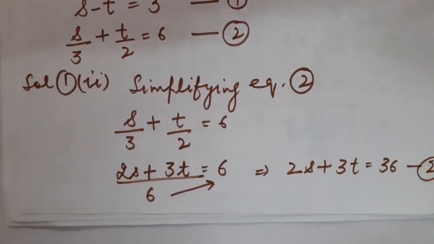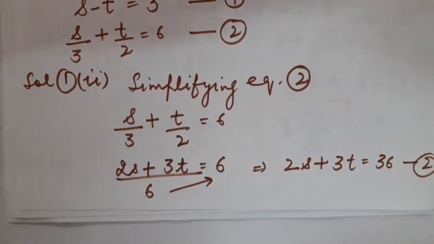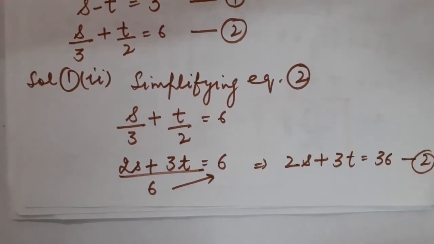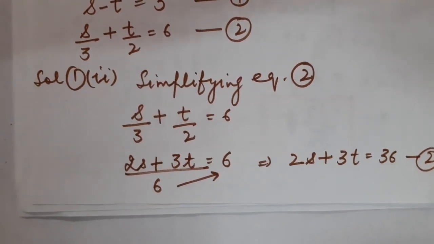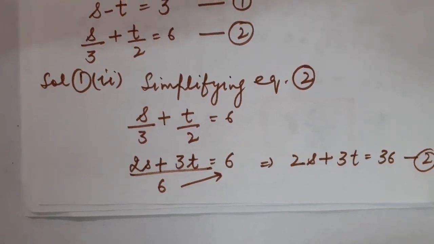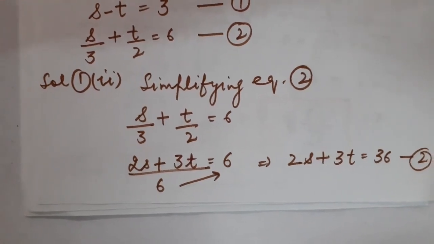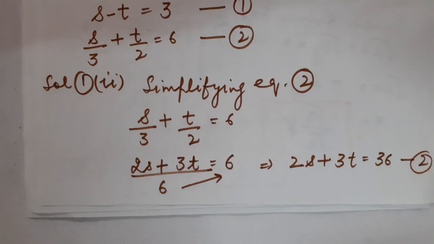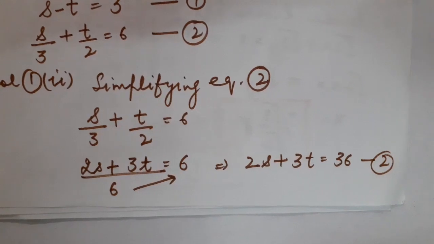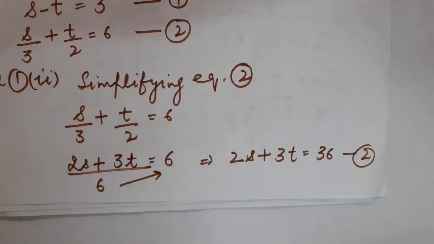First of all, I am going to simplify equation number 2. This is s upon 3 plus t upon 2 is equal to 6. So I am going to take LCM. LCM of 3 and 2 will be 6. 6 divided by 3, which is the denominator, I will get 2, and 2 will be multiplied by s. You will be getting 2s plus 6 divided by 2 is equal to 3, 3 into t is equal to 3t, is equal to 6. Now by cross multiplying, children, I have got 2s plus 3t is equal to 36.